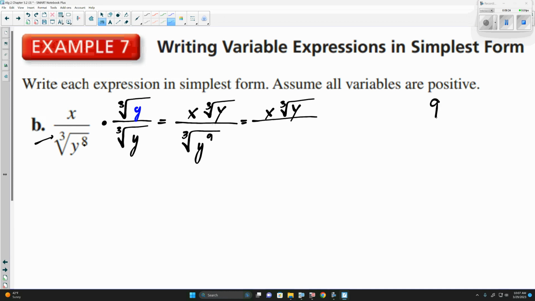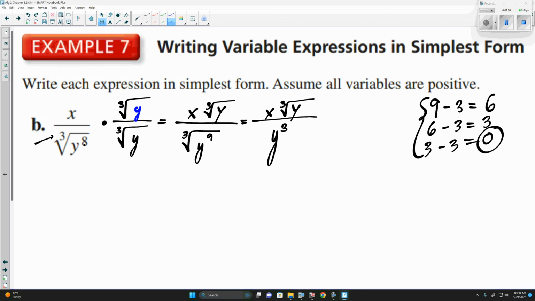Or if we did it as we did in the previous one, how many groups of 3 can we take out from 9? Well, 9 minus 3 is 6. 6 minus 3 is 3. 3 minus 3 is 0. So how many groups can we take out? 3. So we would have y to the 3rd. And how many are left inside the radical? Well, 0. It's simplified out completely. So we get this here. Questions on how we did this? Is this a little bit nicer than the way we did before? Yeah.